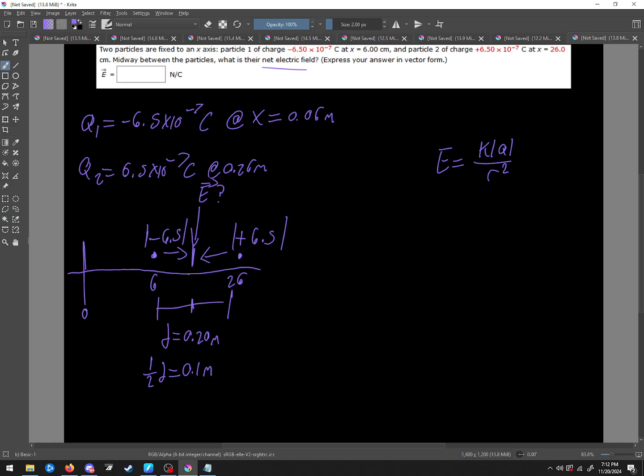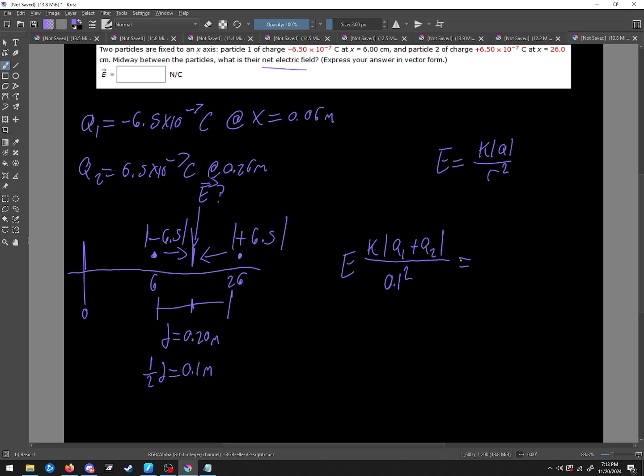So we don't know what Q is. What would Q be here? I can get the force, but it doesn't want to know the force. Let's just try this. E equals K times the absolute value of Q1 plus Q2, all over 0.1 squared. And let's see what happens here.